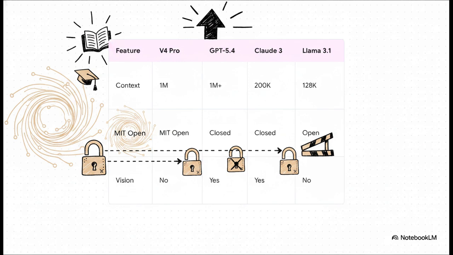It ties GPT-5 for that massive 1 million token context length, totally dwarfing Claude 3's 200K and Llama 3.1's 128K. And on coding benchmarks, it runs right alongside GPT 5.4. It even edges out Gemini 3.0 on certain reasoning tasks.